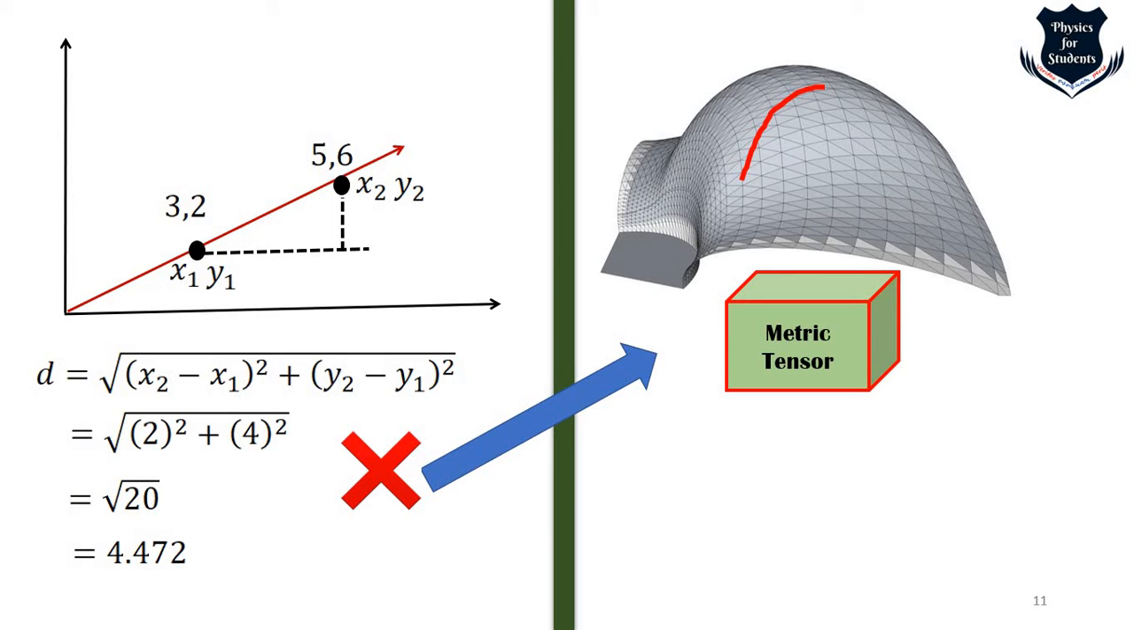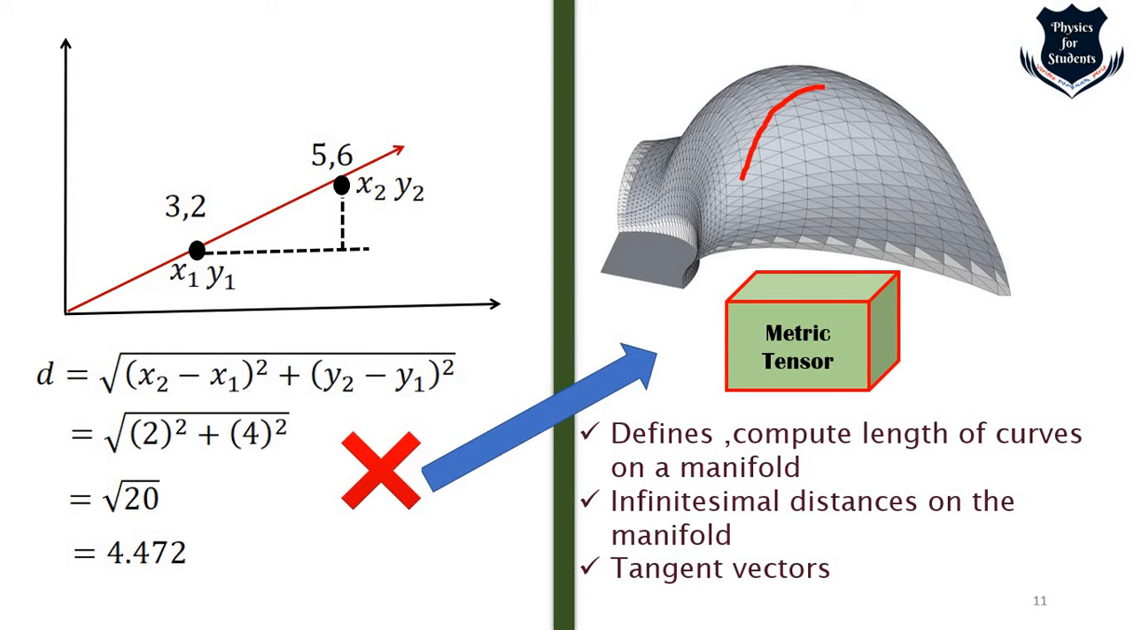So I'm building on the concept slowly so that you can get hold of that. So I can tell that the metric tensor actually defines or computes the length of curves on a manifold. It actually defines infinitesimal distances on the manifold, which I call differential lengths, and the tangent vectors. So what is a tangent vector? That would be the topic we will understand in the next part.